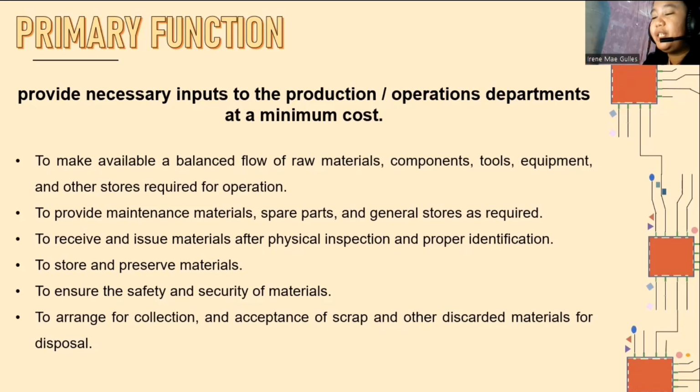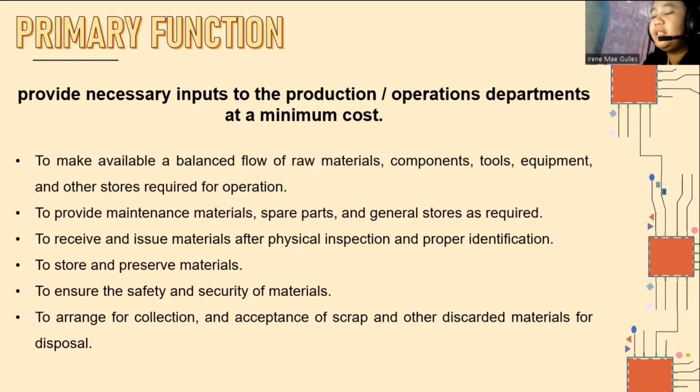Number 3 is to receive and issue material after physical inspection and proper identification. So receive raw materials, components, tools, equipment, and other items, and account for the inventories that are received. To avoid loss of stock, physical verification should be timely conducted. Number 4, to store and preserve materials. Number 5, to ensure safety and security of materials.